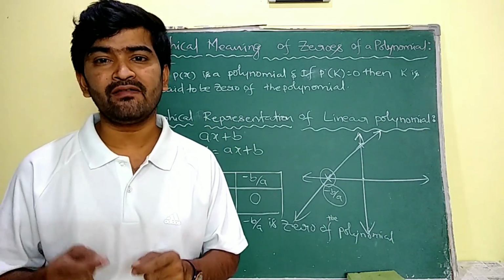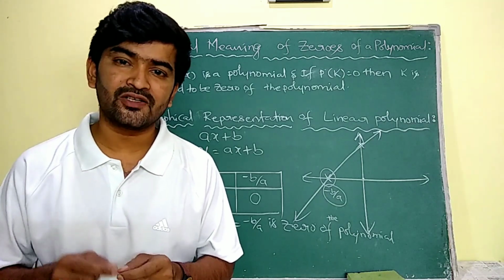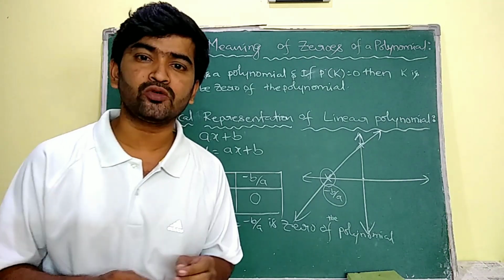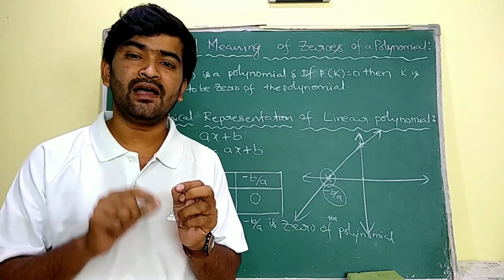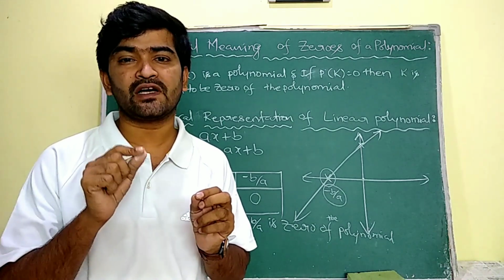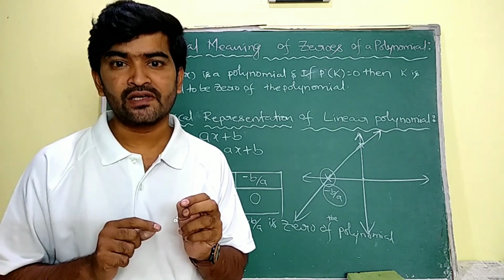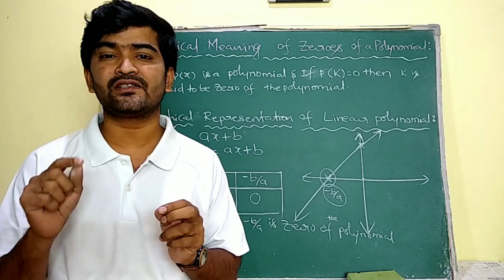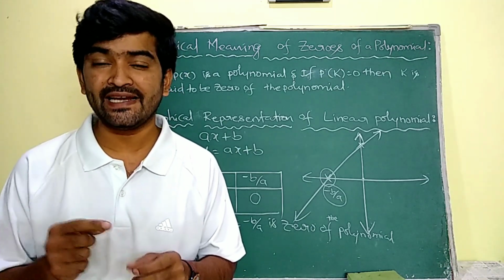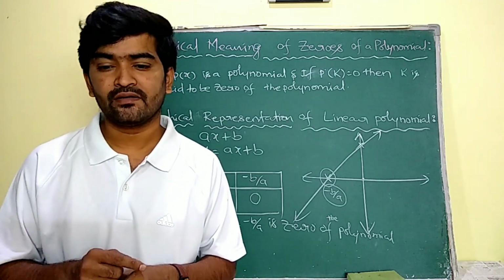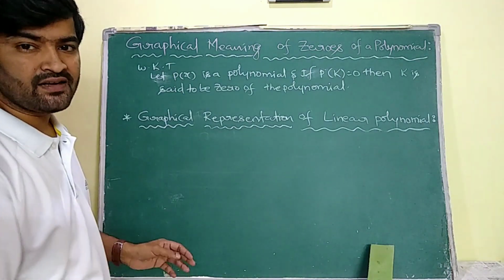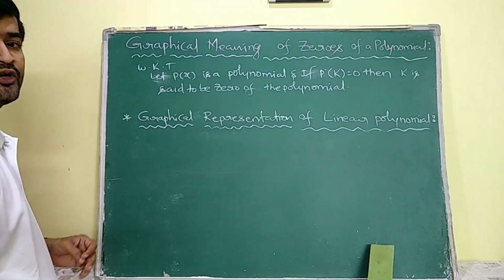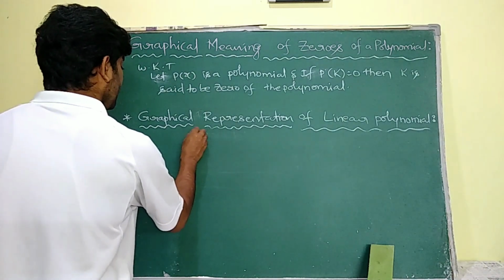In the graphical way, if you want to find the zeros of any polynomial, then we just have to count the intersecting points of the graph with the x-axis. Those are known as the zeros of the polynomial graphically. Now we will discuss the graphical representation of a linear polynomial in one variable with an example.